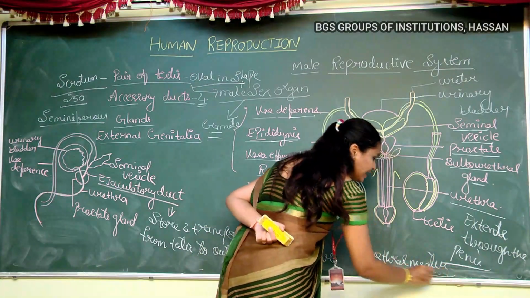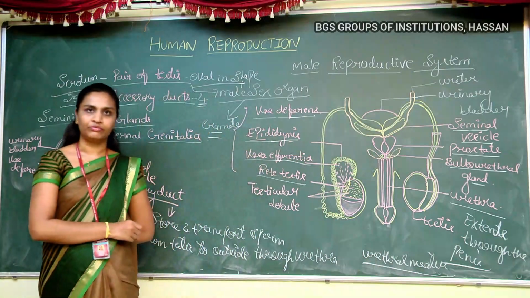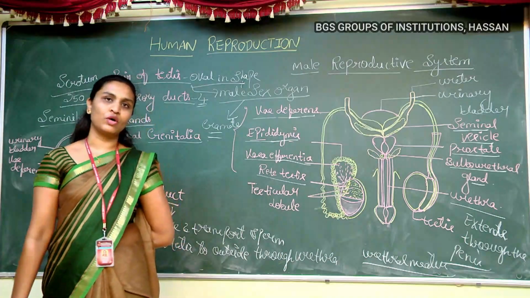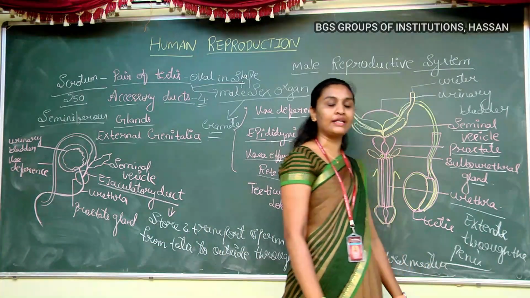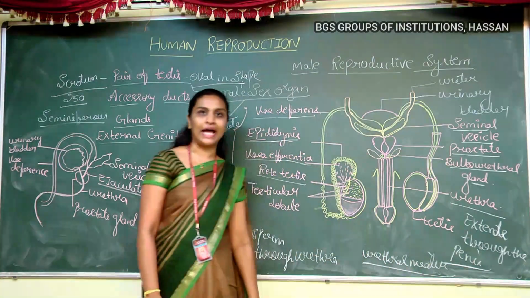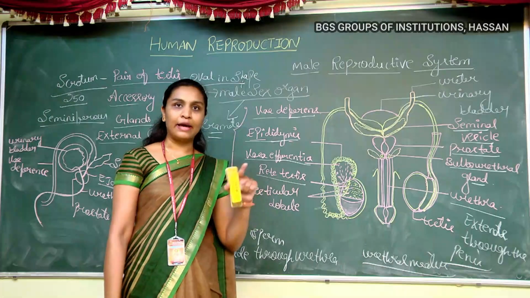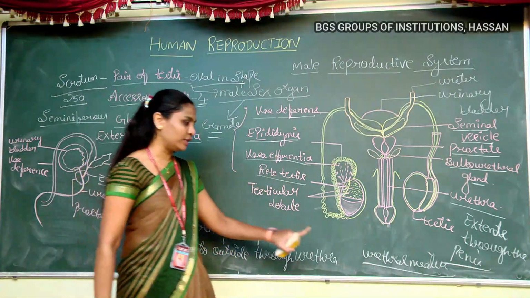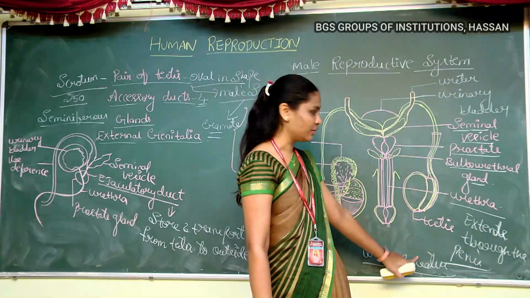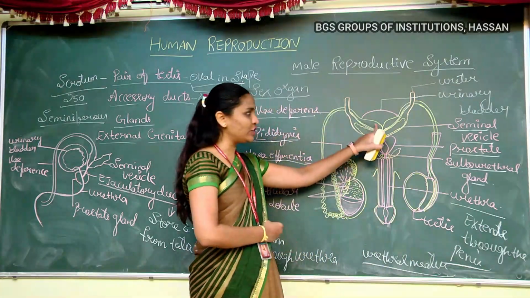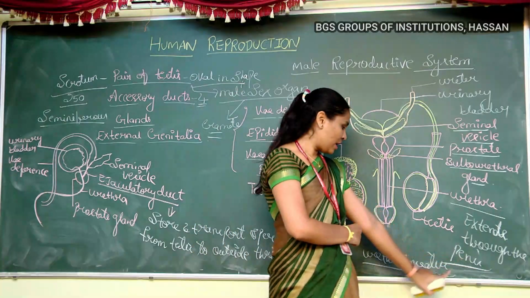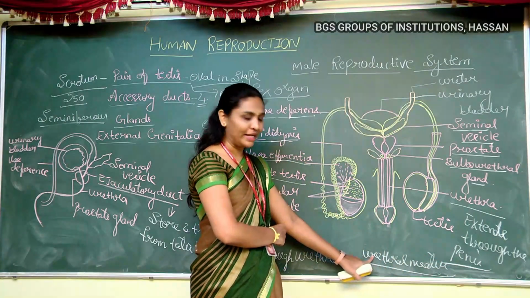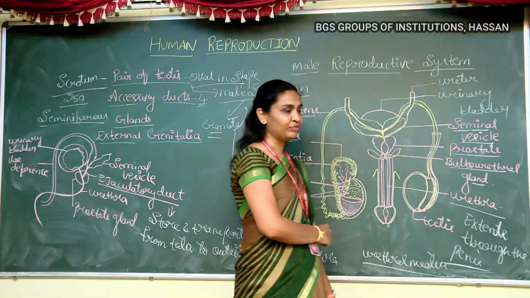Urethral meatus is an external opening of the urethra, or you can say the urinogenital tract, through which urine and semen are passed out. So that is urethral meatus. So the urethra originates from the urinary bladder, extends through the penis and has an opening called urethral meatus.